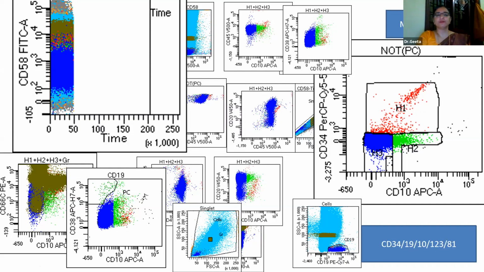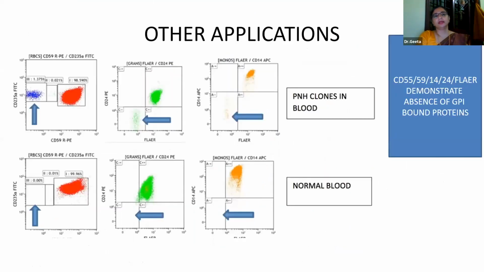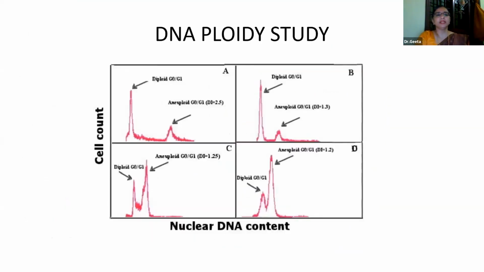Another application of flow cytometry is CD34 enumeration. Yet another one is PNH clone evaluation. So we look for loss of GPI linked proteins. So most of us would look for CD55, CD59, CD14 or CD24. So the loss of GPI linked proteins is analyzed. DNA ploidy for various neoplasms, especially for ALLs, is important because hypodiploid is bad.